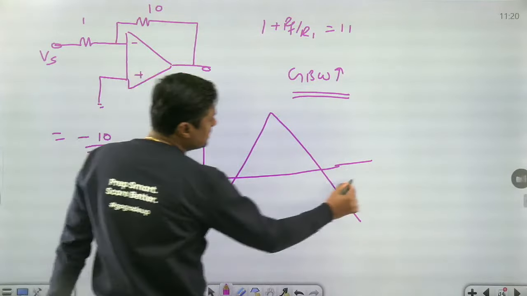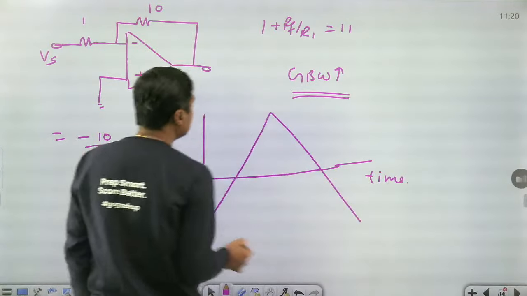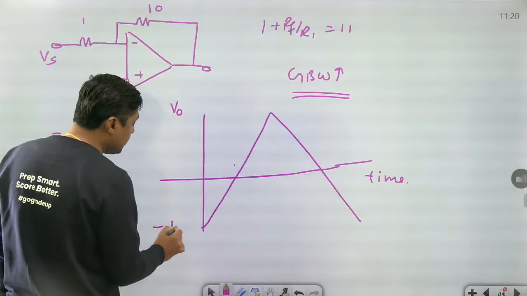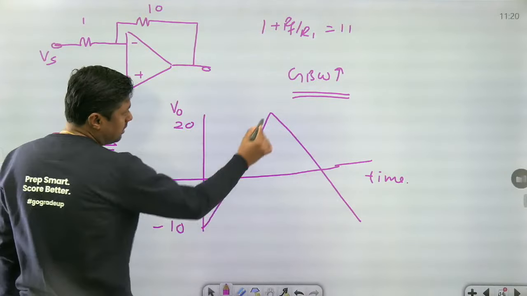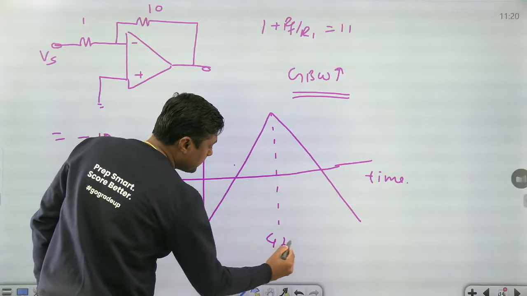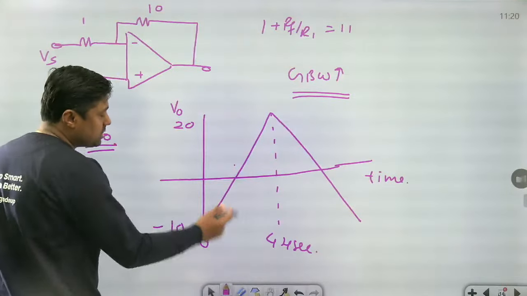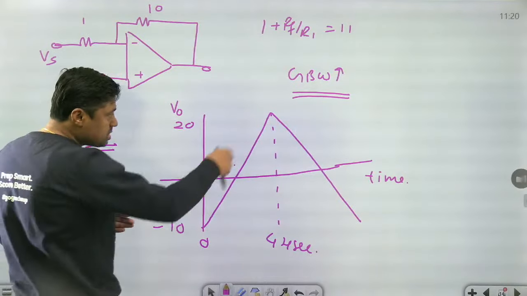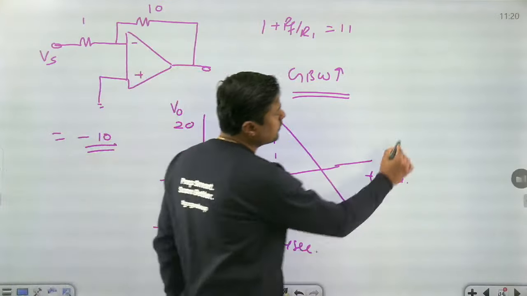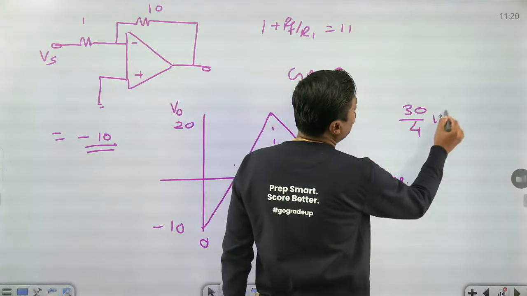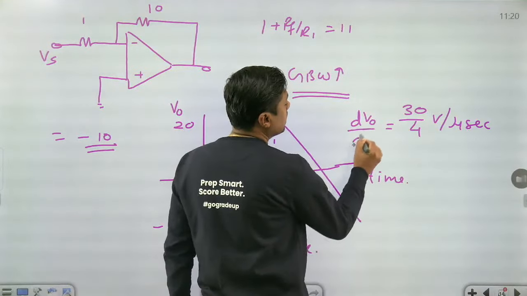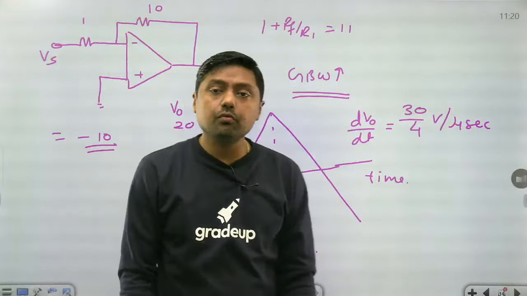Then simply it is a time. It is what? Slope. Find the slope of this line. Suppose it is minus 10, it is 20, and it is 1 microsecond. It is 0, it is 4 microsecond. Right? Then please give me the slope. The slope is what? This is the 20, this is 10. So what is the change? 30 divided by 4 volt per microsecond. That is nothing but the slew rate.